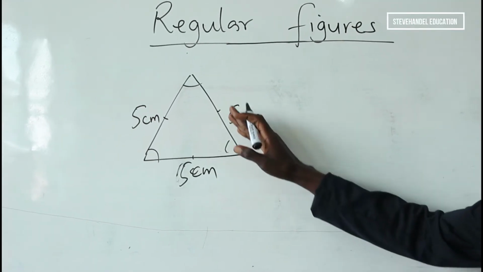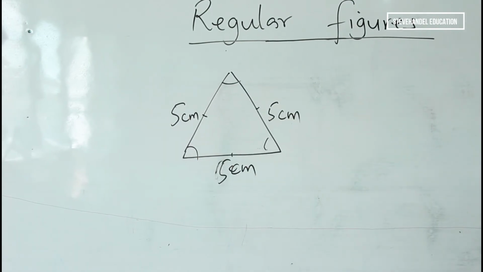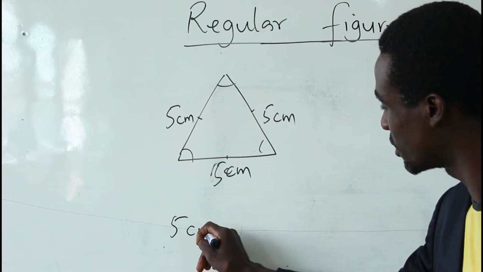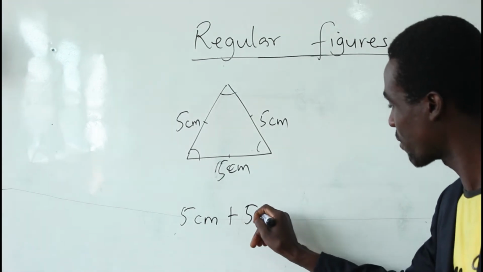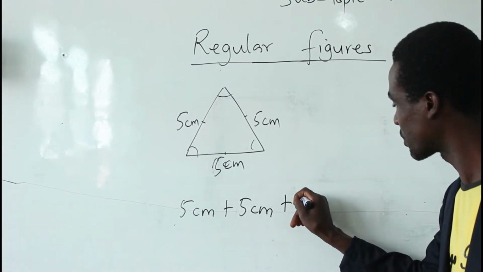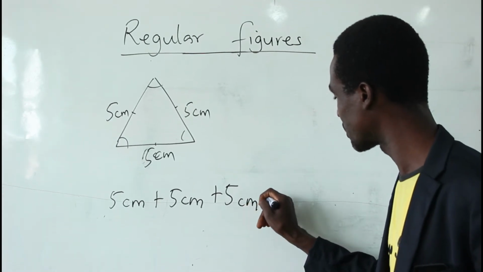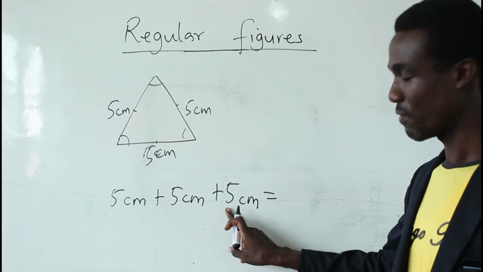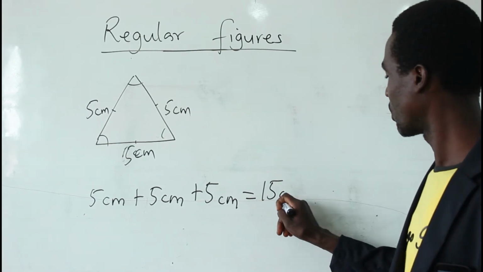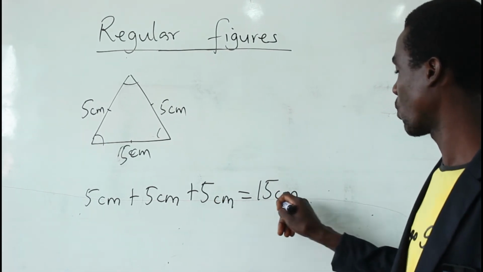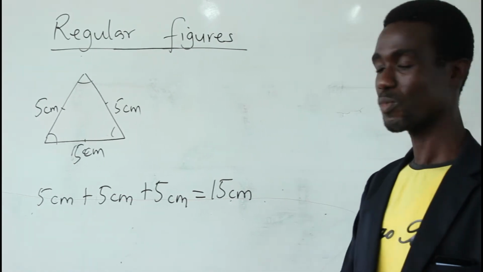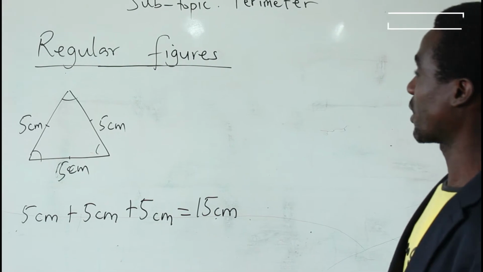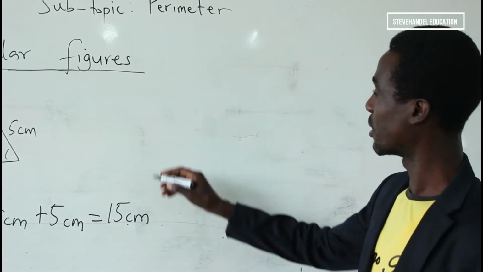So finding the perimeter for this triangle will not be difficult at all. You just add your 5 centimeters plus 5 centimeters plus 5 centimeters. Then 5 plus 5 plus 5 give us 15, then you add your centimeters to it. Don't ever forget your units. Another regular figure is a square.